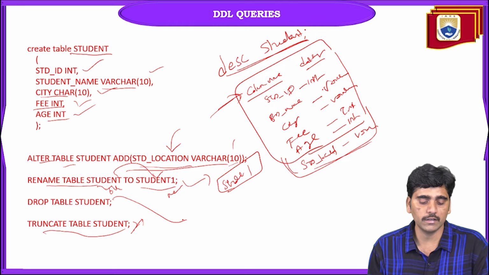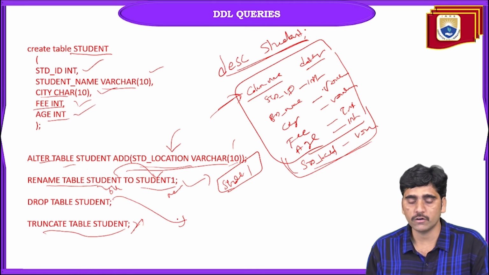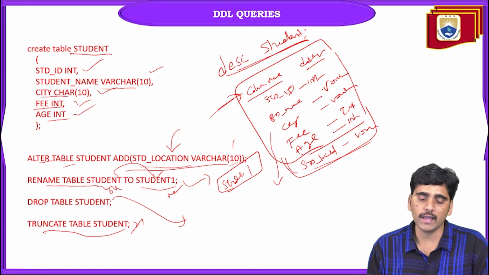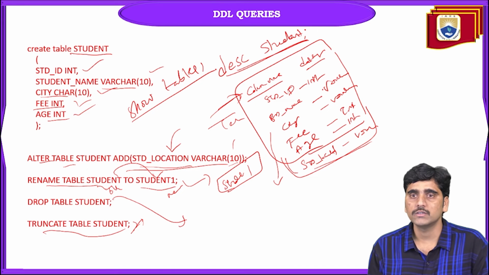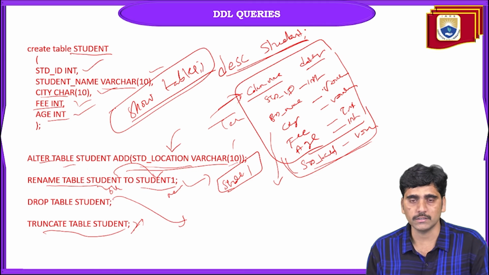So if you want to delete or drop the entire table, you can perform the drop command. So drop table name. Then the entire records will be deleted as well as the table also deleted. We can see the list of tables in the database by using show tables. By using show space tables, you will get all the list of tables in the database.